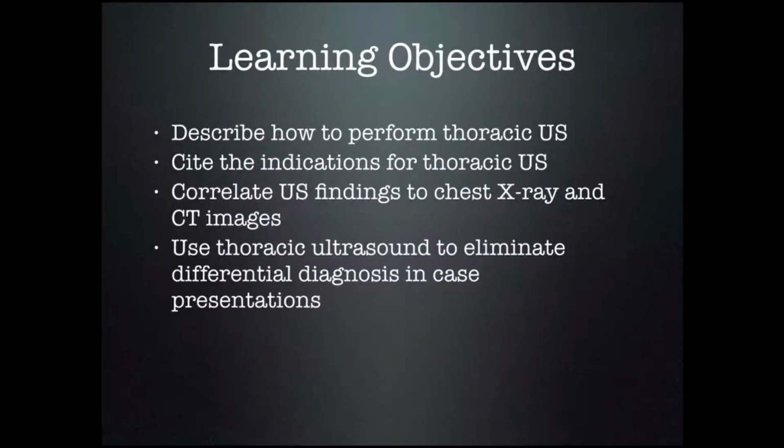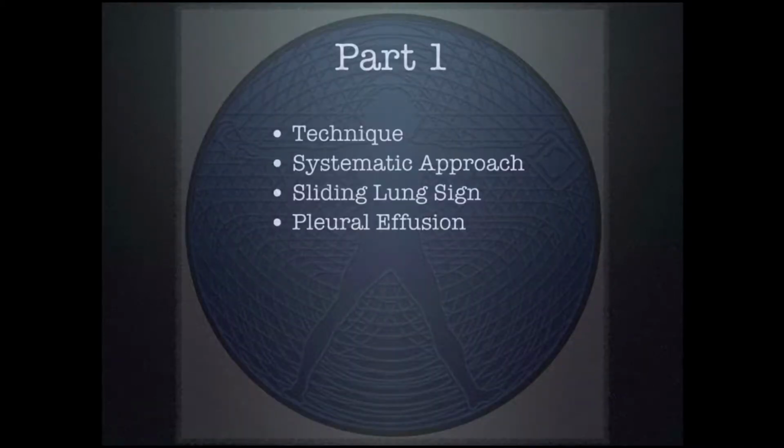Our learning objectives are to describe how to perform thoracic ultrasound, to cite the indications for the use of thoracic ultrasound, and to correlate findings from ultrasound to findings on chest X-ray and CT images. We'd also like to use thoracic ultrasound to eliminate differential diagnoses and case presentations. The first part of this lecture is going to focus on the technique for thoracic ultrasound, a systematic approach for thoracic ultrasound, the sliding lung sign, and detection of pleural effusions.